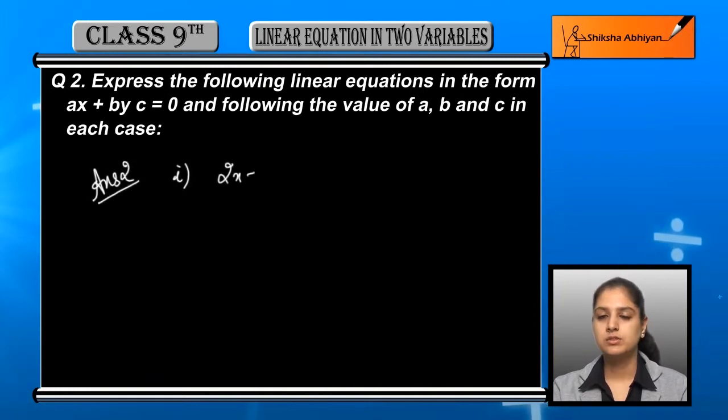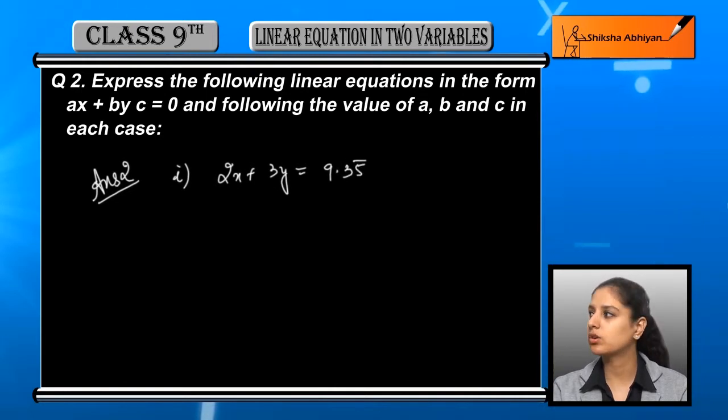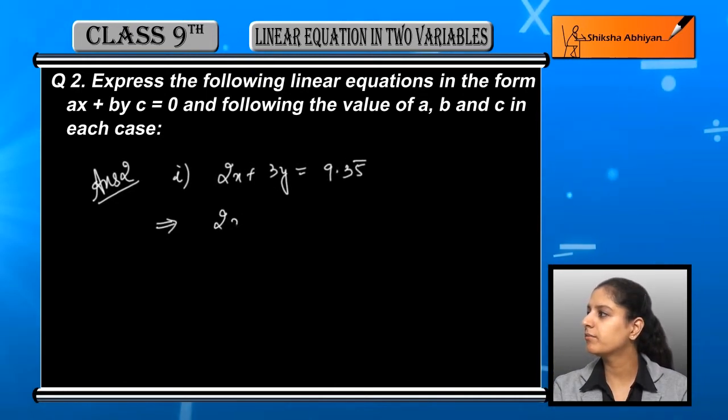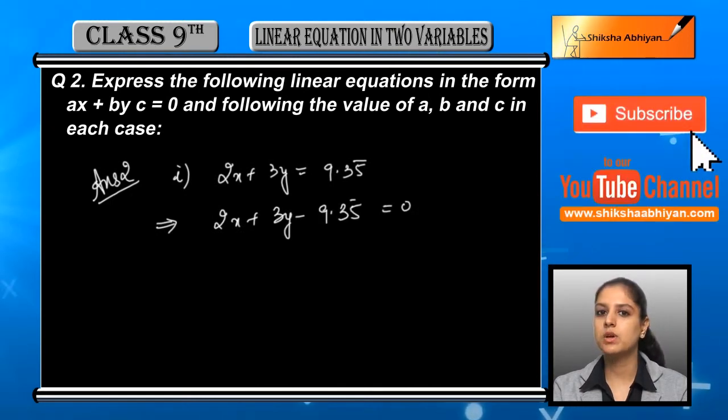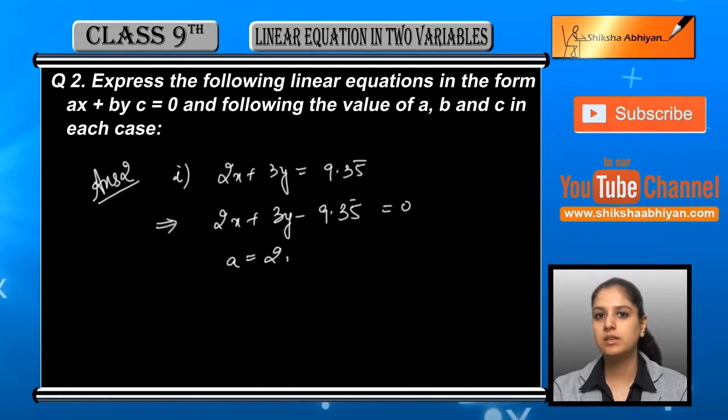Second we have, you have to remember x का coefficient is a, y is b and c is the constant. x minus y upon 5 minus 10 equal to 0, ये already उसी form में है. So a is 1, b is minus 1 by 5 and c is minus 10.